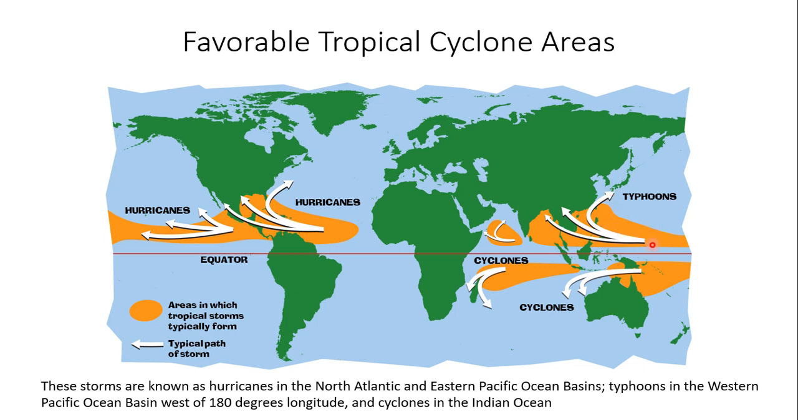Additionally, in the Western Pacific Ocean, you generally have typhoons. It's the same type of storm as a hurricane, it's just a different naming convention for storms that form west of 180 degrees west longitude in the Western Pacific. They're known as typhoons. And here are some of the points of curvature, how they generally tend to move.